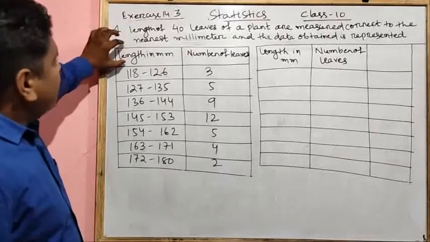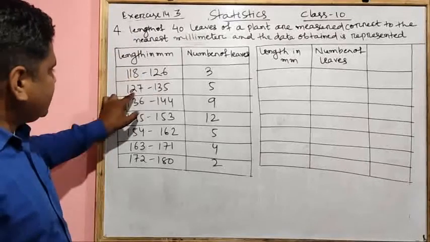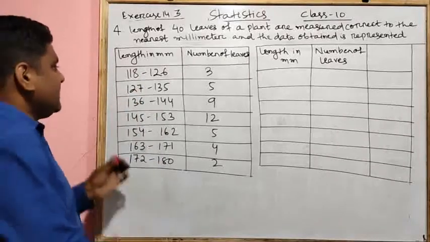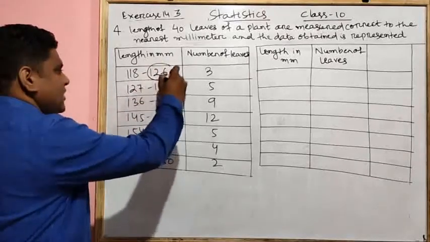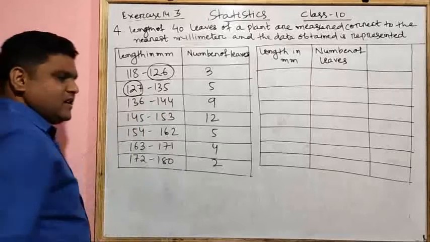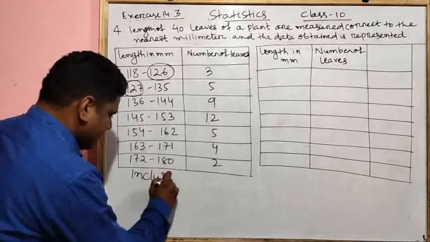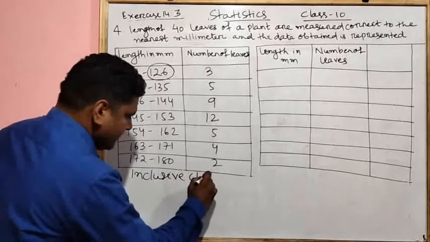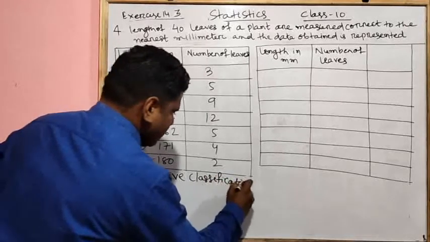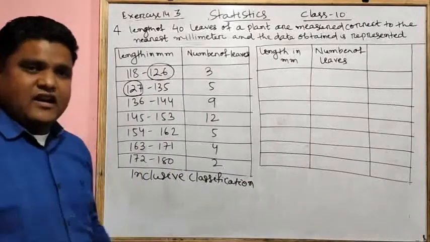The length of the leaves in millimeter is 118 to 126, 127 to 135 and so on. Look at this table. The upper limit of this class is 126, whereas the lower limit of this class is 127. So this is an inclusive classification. We have to convert this into exclusive classification as we have already learned in class 9.